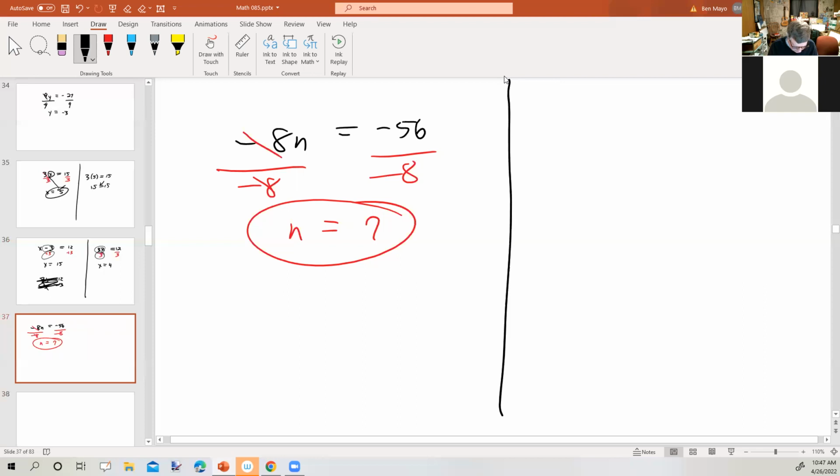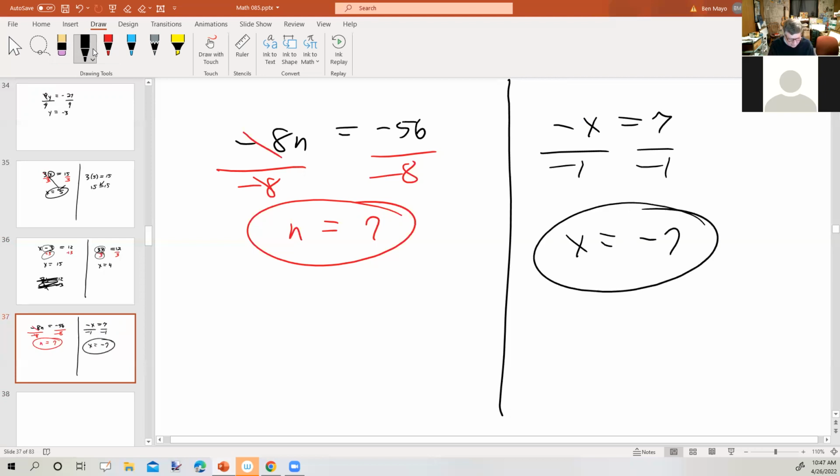What about this one? -x equals 7. The implied coefficient of x is a -1 with just the negative sign there. So I'm going to divide both sides by -1. So x equals -7. Any questions about that one?